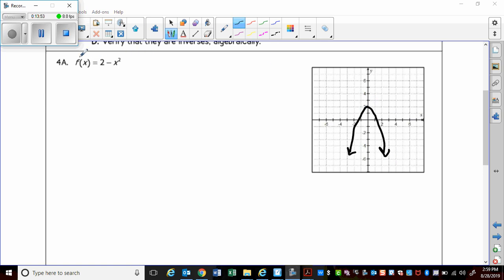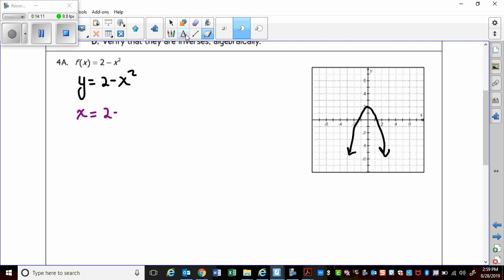My first step, I'm going to rewrite f of x as y equals 2 minus x squared. I did not change anything except for making f of x y. Now, what I'm going to do is interchange x and y. x equals 2 minus y squared. Sorry, y squared. Now, I'm going to solve for y.